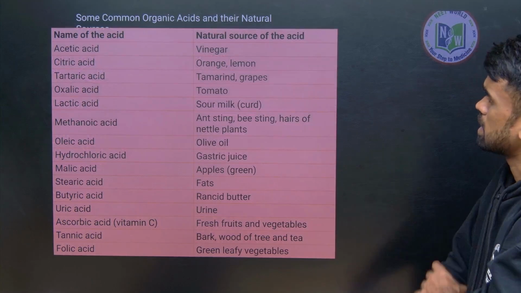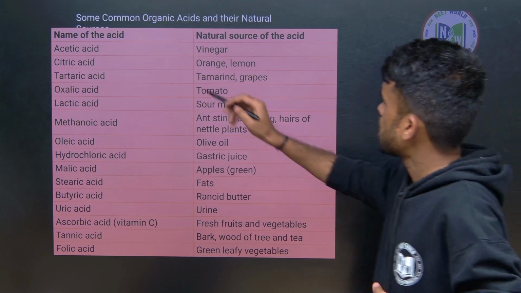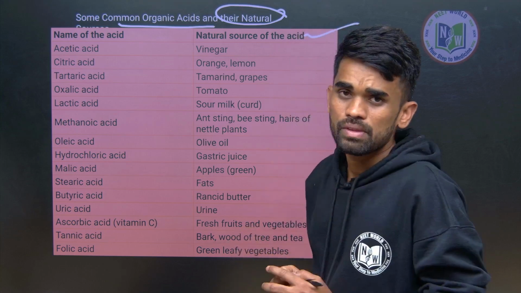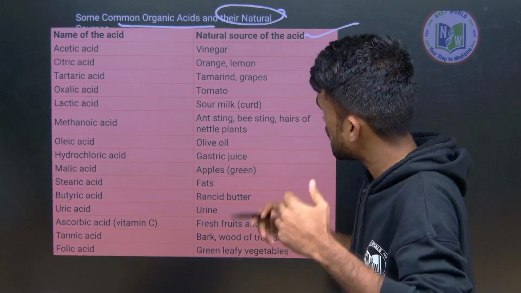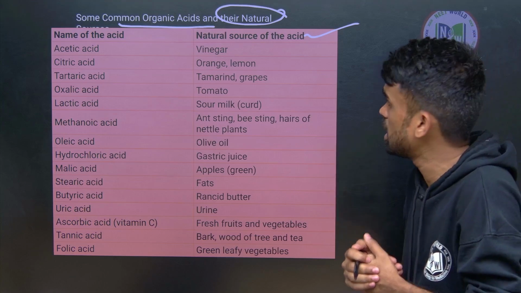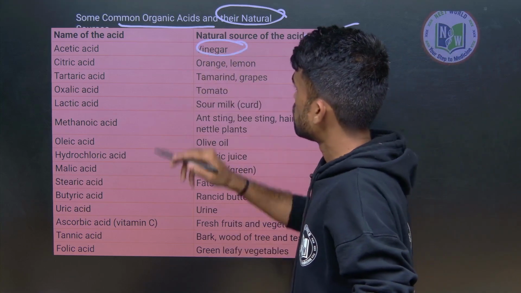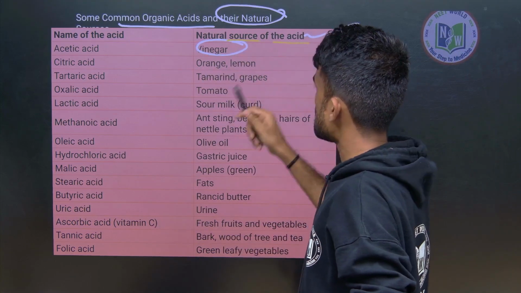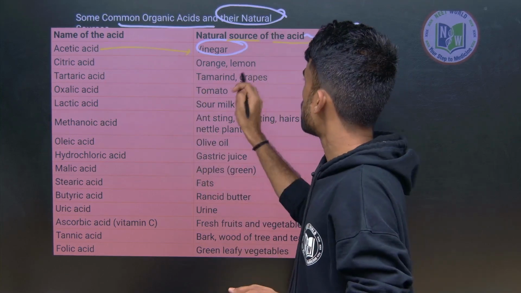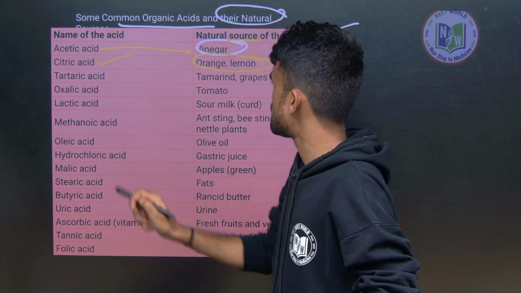Right? Then next, let us look into some common organic acids and their sources. So what are the sources? These are the general acids which we are seeing in our daily life. See, vinegar is a natural source of acid; we get acetic acid from vinegar. From orange and lemon we have citric acid.